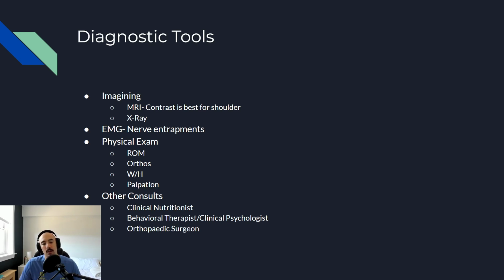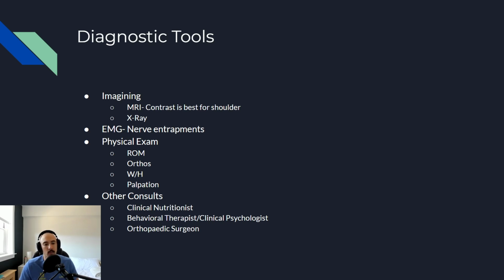X-ray is pretty good as well. It's going to largely indicate structural issues in terms of the bone, right? MRI is best for soft tissues, so tendons, cartilage. X-ray is good for bones. You will likely always get an X-ray before you get an MRI.